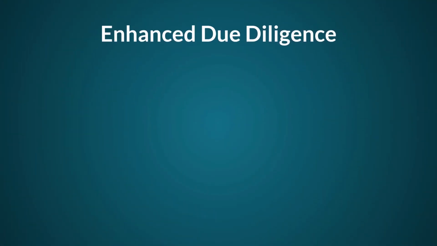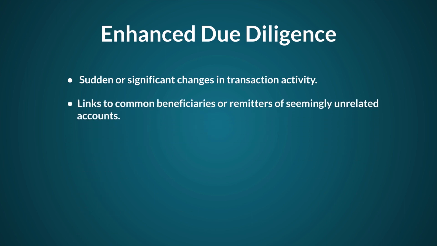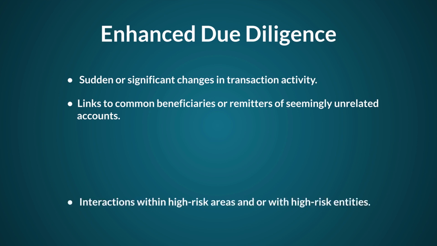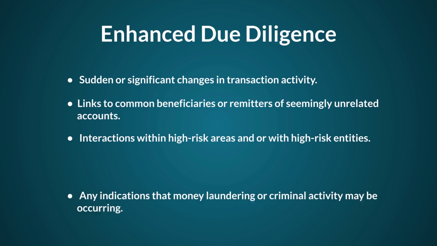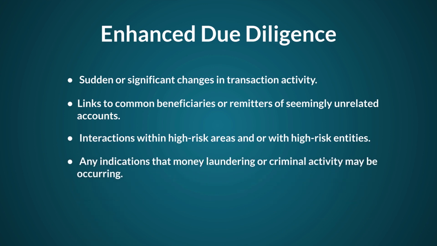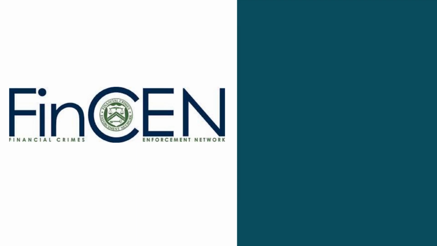Enhanced due diligence, as it's referred to, will check for sudden or significant changes in transaction activity. Did the member go from biweekly deposits to daily? Links to common beneficiaries or remitters of seemingly unrelated accounts. Interactions within high-risk areas or with high-risk entities. Any indication of money laundering or criminal activity may be occurring. Once and done certainly does not apply to the BSA process. Enhanced ongoing due diligence is the name of the game.